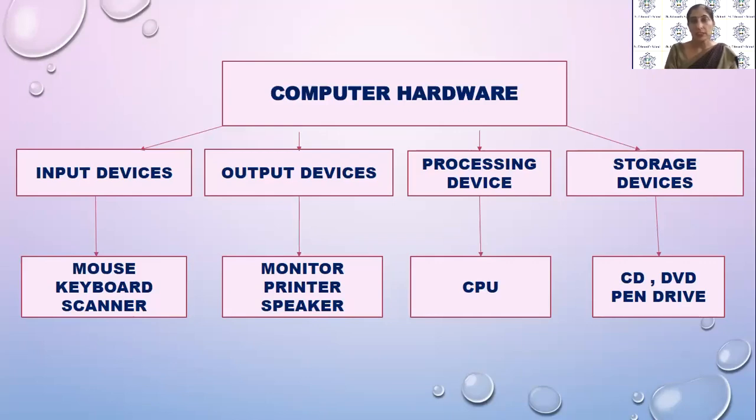Now, next is the processing device, which is the most important part of the computer. We have only one processing device in the computer, that is the CPU. It takes input from the input devices, processes it, and gives the result to the output devices. Next are the storage devices. Now, the storage devices are the devices which are used to store the information for future use. Like we have the CDs, DVDs, pen drive, hard disk, etc.